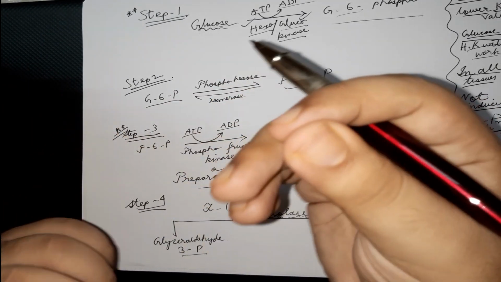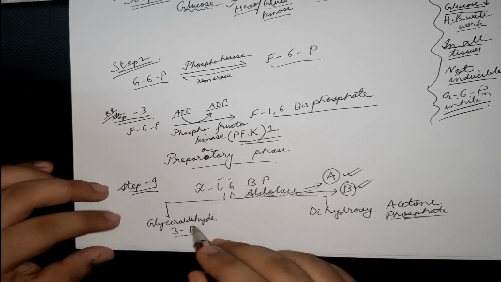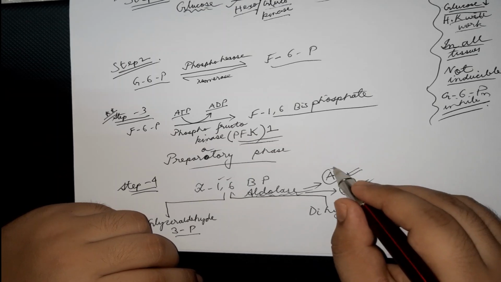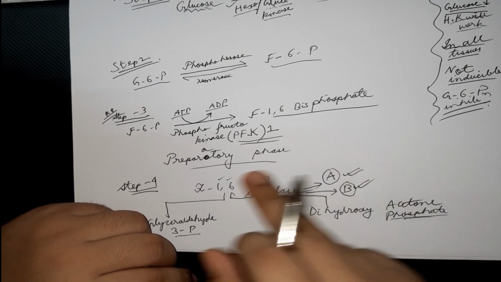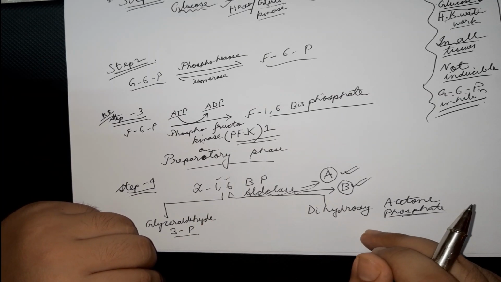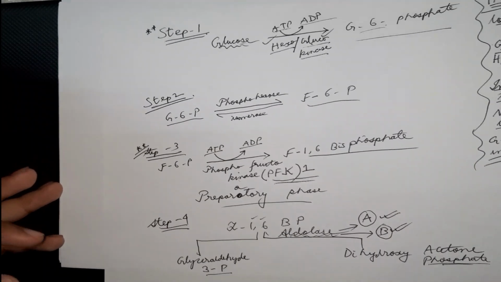Alright, we'll see that in just a little bit of time. So fructose 1,6-bisphosphate, glyceraldehyde 3-phosphate, dihydroxyacetone phosphate, aldolase, 2 isoenzymatic forms, aldolase A and aldolase B. Alright, and this is aldolase A which is doing this reaction. Okay. Now let's talk about the 5th step.